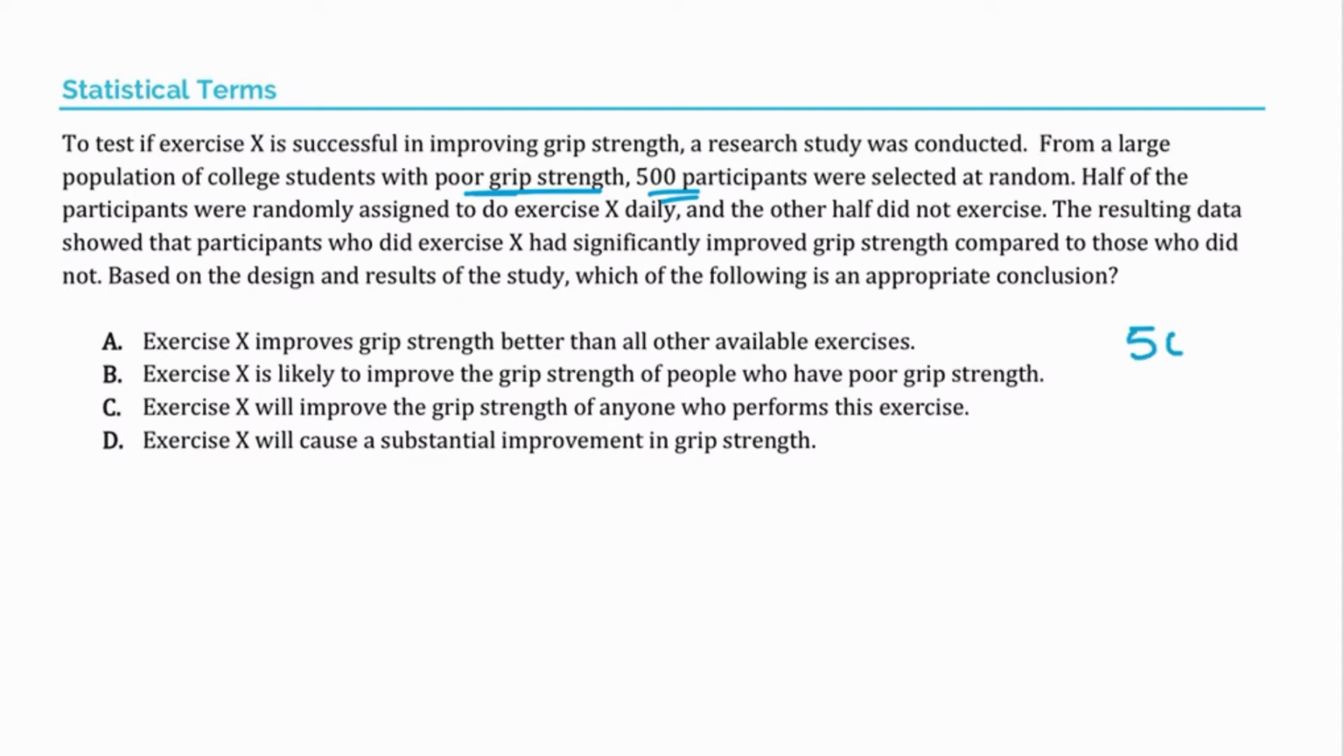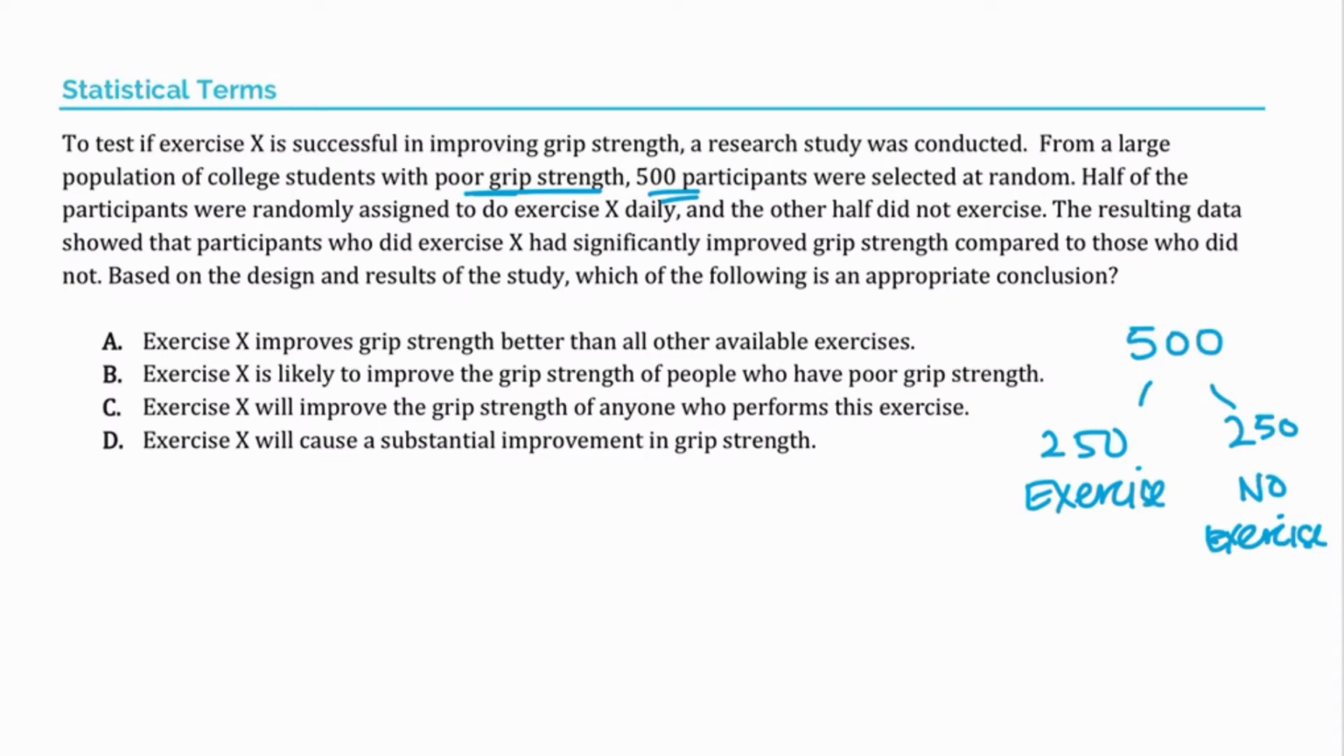Okay, so we've got our sample of 500, half of them, 250, do this grip exercise and the other 250 do no exercise. The resulting data showed that participants who did exercise X had significantly improved grip strength compared to those who did not. Okay, so we had this full population of college students with poor grip strength, took 500 of them at random, then randomly put them into two groups.